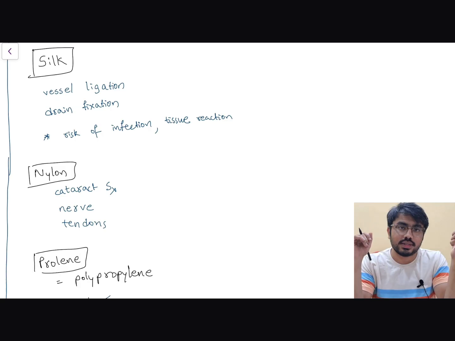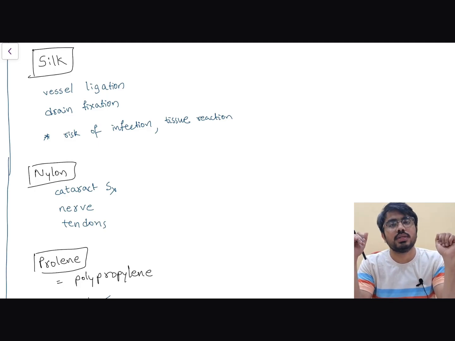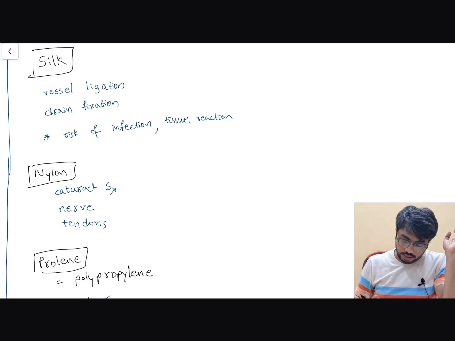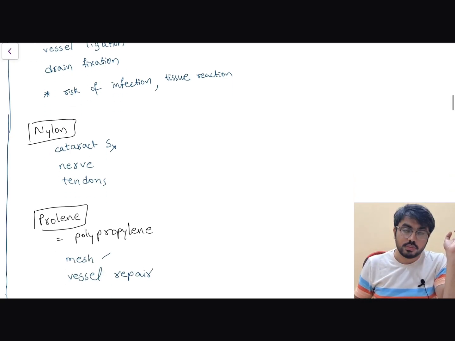Coming to the nylon, nylon is used where? It is used in cataract surgery. Even when you are dealing with nerves, when you are dealing with tendons, you have to use a nylon suture. The third one is proline, which is also called polypropylene. Where are we using that? One is vessel repair and the other is mesh, in case of hernia or other surgeries. Proline mesh we can use.